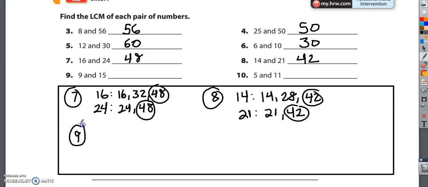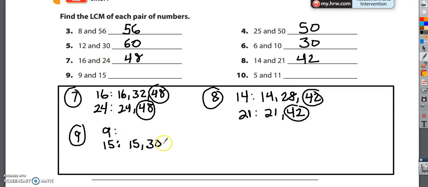Number 9. The numbers are 9 and 15, and I need to find the multiples. In this case, I'm going to do my larger number first. Since 9 doesn't go into 15, I'm just going to do my multiples of 15. And I'm going to keep in mind as I do this, does 9 go into 15? No. So I'm going to find the second multiple of 15, which is 30.